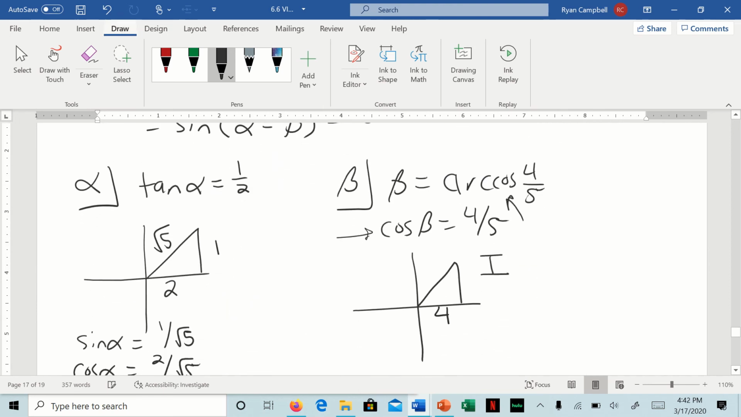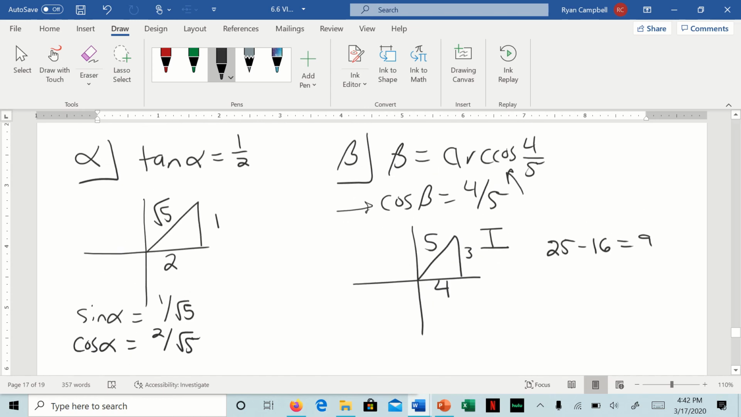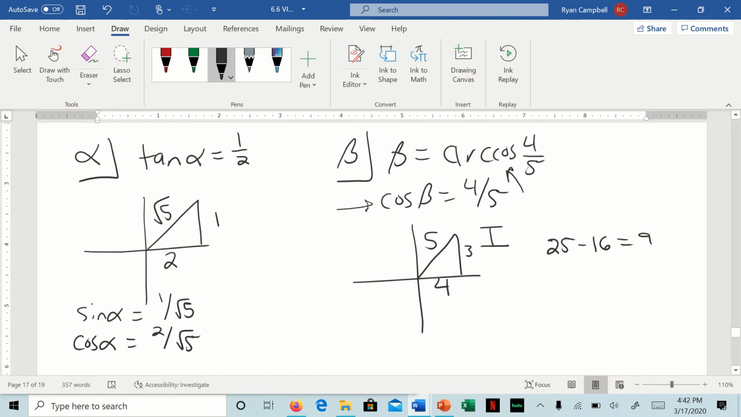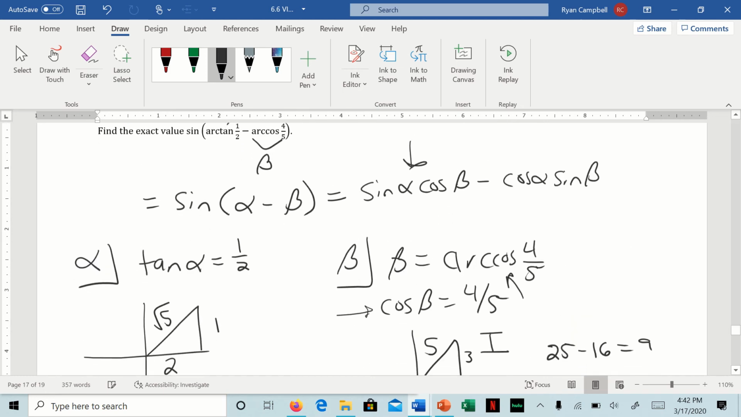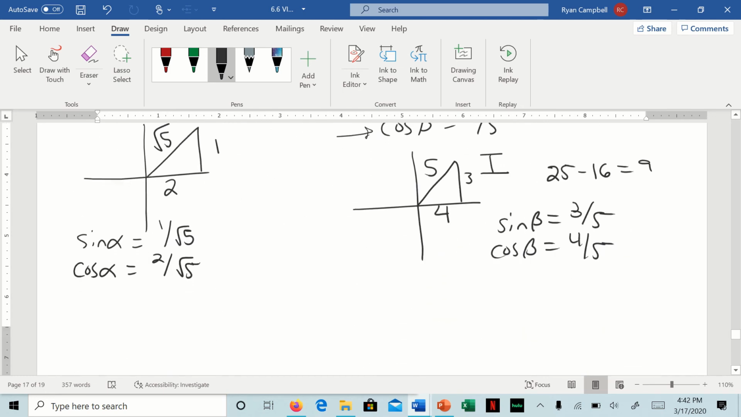All right, so we got 4 over 5 for cosine, and we need to figure out what's the adjacent, right? So 25 minus 16, that's 9, so the square root is 3. Good. Again, we don't need to figure out what the angle is. We just need to figure out what is sine of beta. Sine of beta is 3/5. What's the cosine of beta? Well, we already had that. That was 4/5. Good. So if we just plug it into our equation, then we'll get what our answer is.